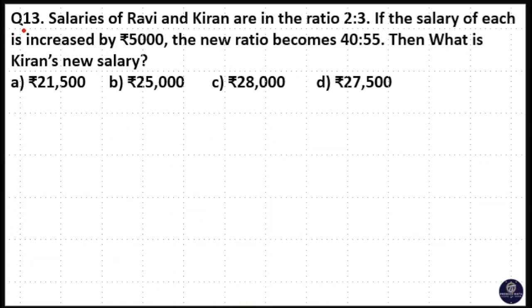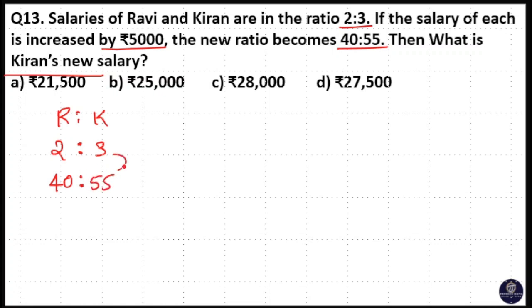Next is question number 13. Salaries of Ravi and Kiran are in the ratio 2:3. If the salaries of each are increased by 5,000, the new ratio becomes 40:55. Then what is Kiran's new salary? So we have Ravi and Kiran here and their salaries in the ratio 2:3. If the salary of each is increased by 5,000, the new ratio becomes 40:55. That means the difference is equal to 5,000.